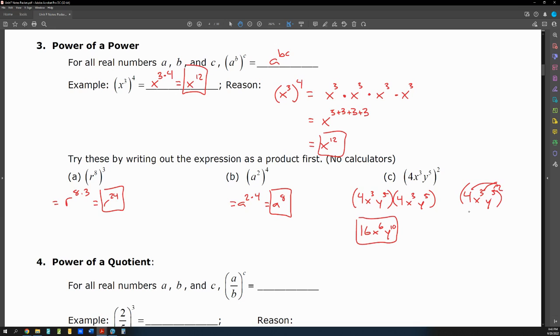So here we would have 4 squared times x cubed squared, and we would have y to the 5th squared. So every factor gets squared. So 4 squared is 16. X to the 3 to the 2 is x to the 6th, and y to the 5th to the 2 is y to the 10th. So notice we get the same answer either way.